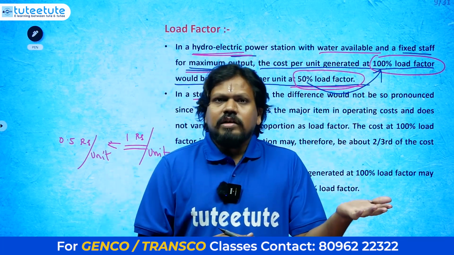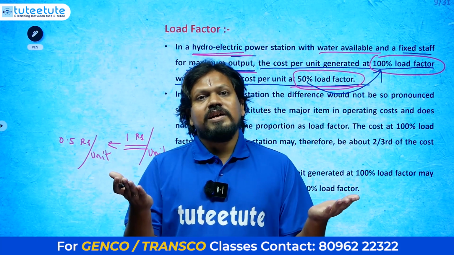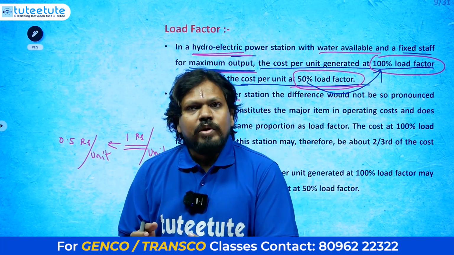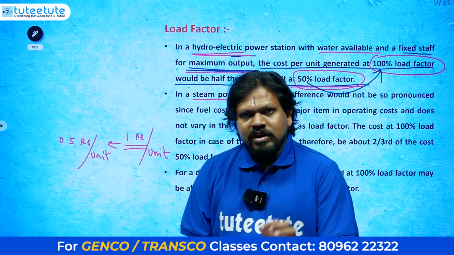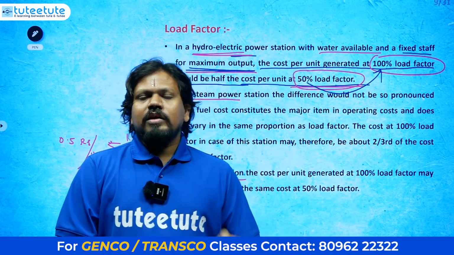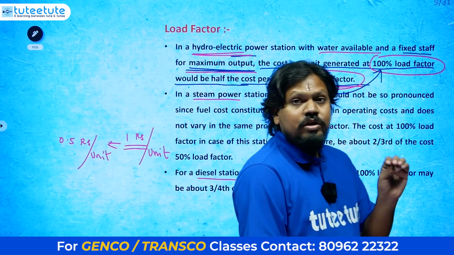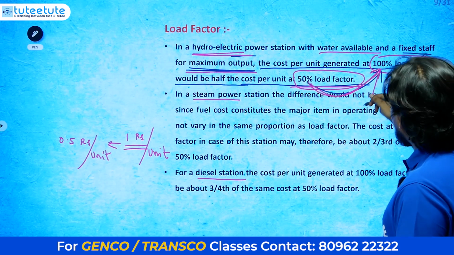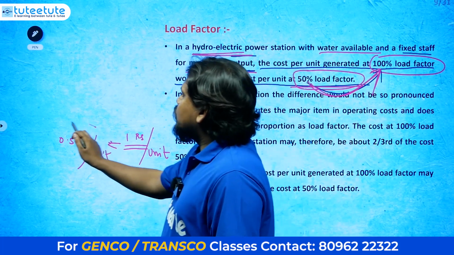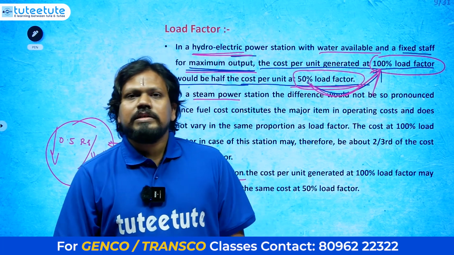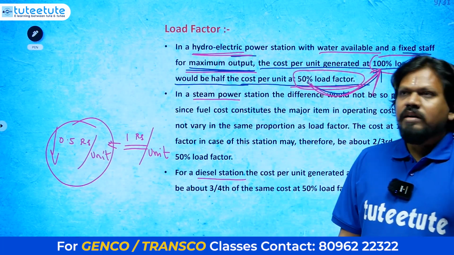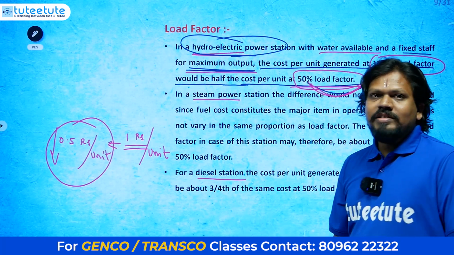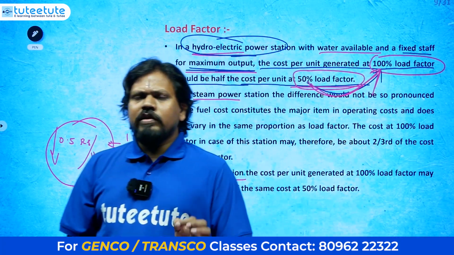If one is operating at 50% load factor and another at 100% load factor, from which power plant can you get the minimum cost? The one operating at 100% load factor gives you more advantage in power generation, so we need to choose accordingly. Many questions come on this. If you increase the load factor from 50% or above, what happens to the cost per unit generation? It will decrease. This is a very important question. Just remembering the statement directly will not help; remember that this is for the hydroelectric power plant. This is a very, very important point.